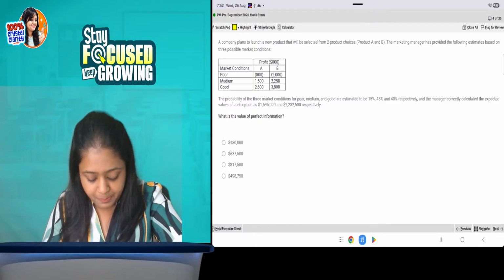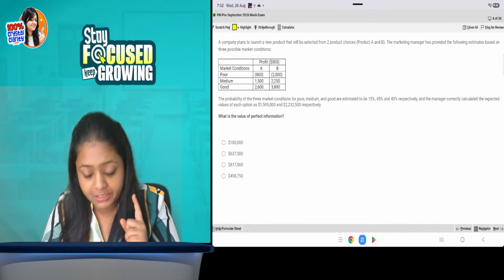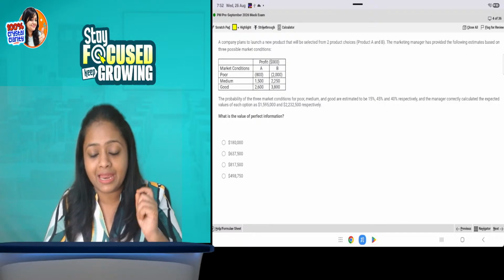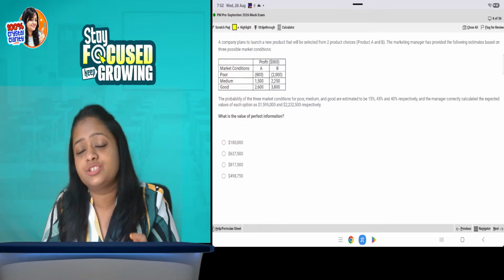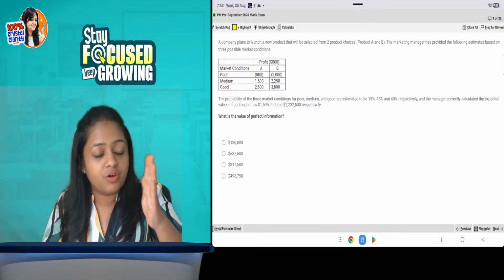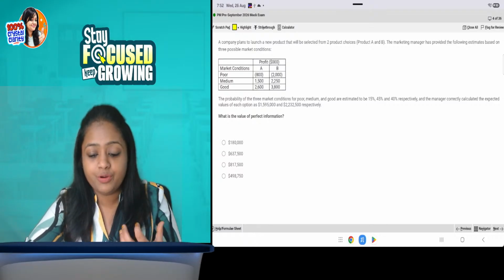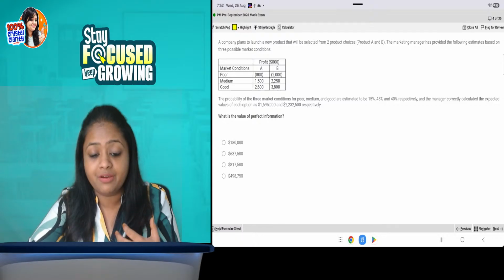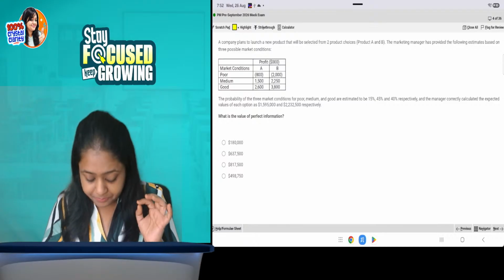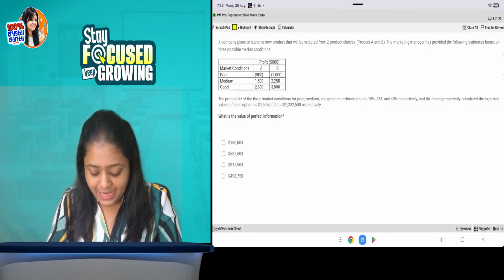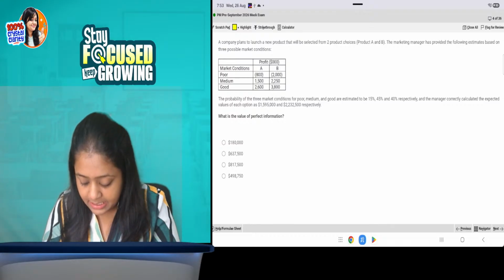A company is planning to launch a new product that will be selected from two product choices, product A and B. People always devote 5 seconds extra on reading a question because your answering ability is there in the question itself. So if you read the question properly, you will never have problems in solving any question. Okay. Now, so company is planning to launch a new product that will be selected from two product choices A and B.